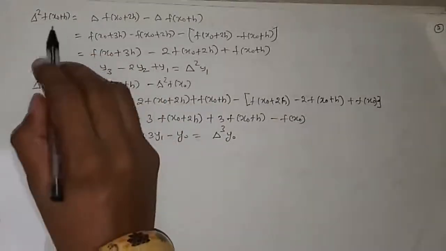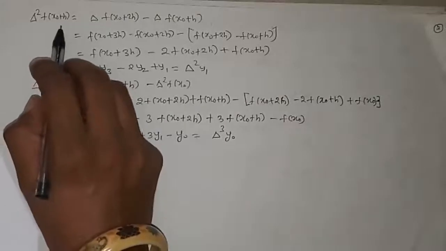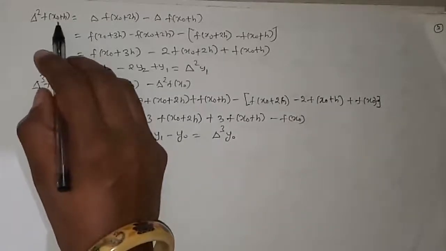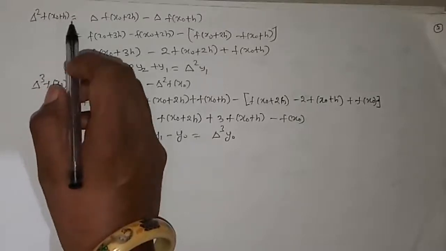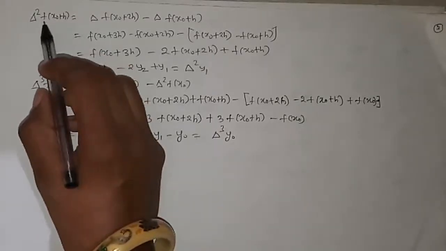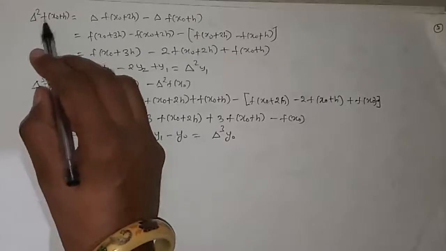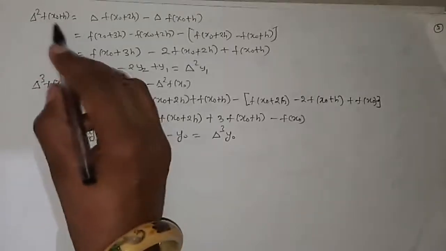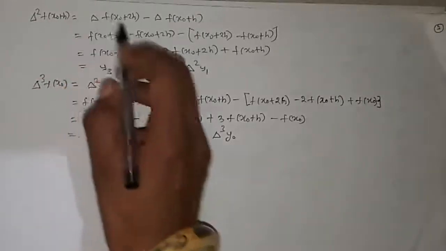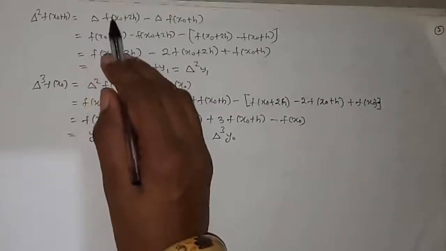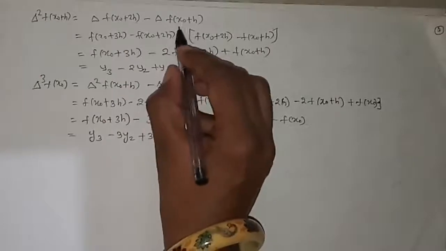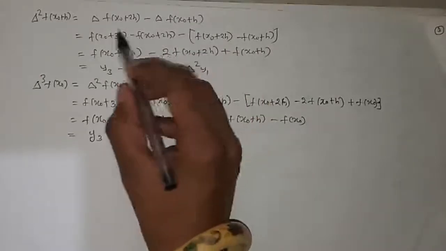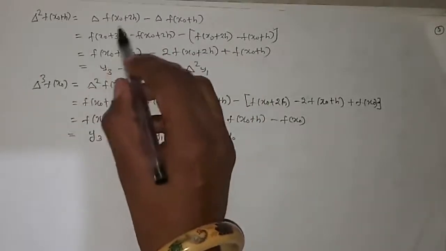Delta square f of x naught plus h. We have already found the value of delta square f of x naught. Now it's done for delta square f of x naught plus h. Again I have the value of delta f of x naught plus h, so I am operating delta on its first forward difference. So this becomes delta f of x naught plus 2h minus delta f of x naught plus h. Again this is known to us.